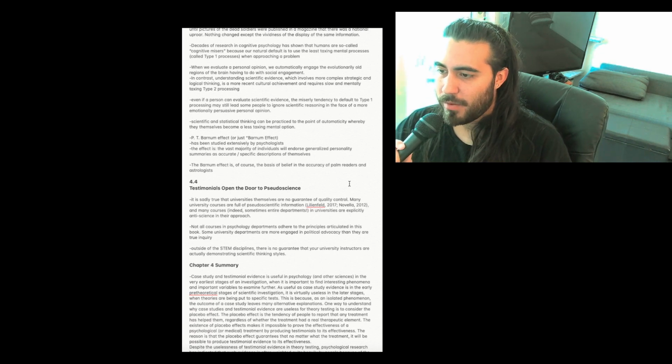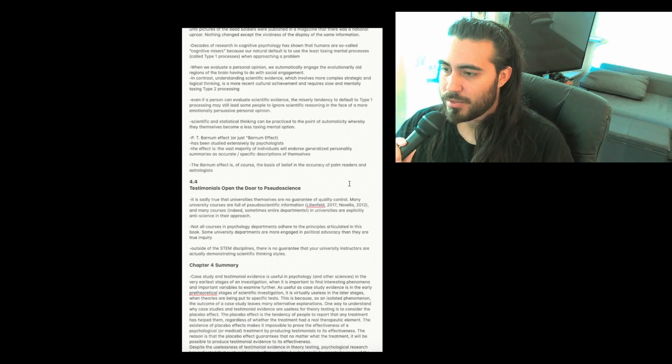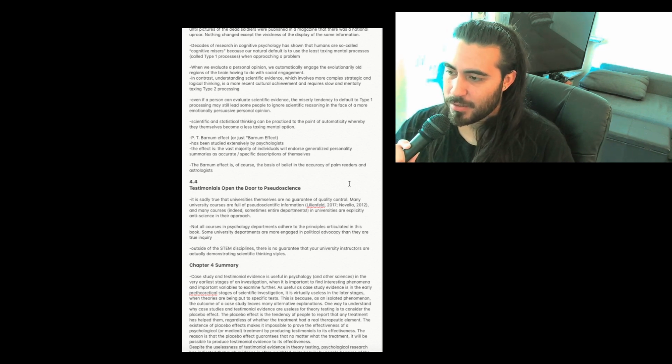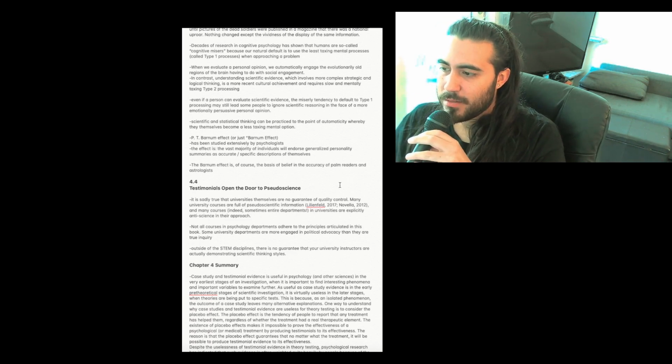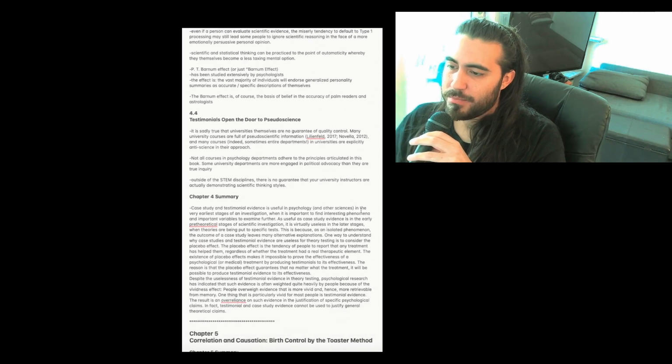The P.T. Barnum effect has been studied extensively by psychologists. The effect is, the vast majority of individuals will endorse generalized personality summaries as accurate or specific descriptions of themselves. The Barnum effect is, of course, the basis of belief in the accuracy of palm readers and astrologers.